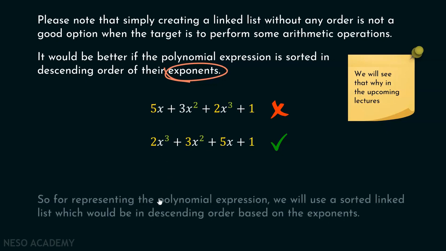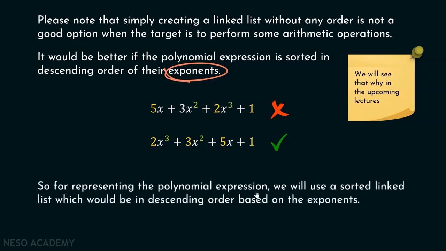Fine. So for representing the polynomial expression, we will use a sorted linked list which would be in descending order based on their exponents, right? These polynomial expressions we have to represent with the help of sorted linked lists, and obviously the nodes must be arranged according to their exponent parts, and that too in descending order. So let's try to understand how to create a linked list that will represent a polynomial.